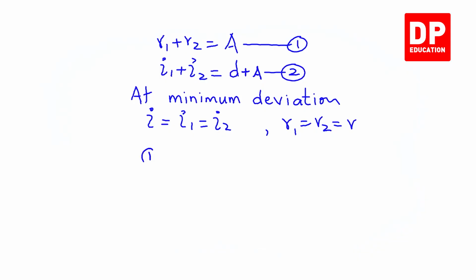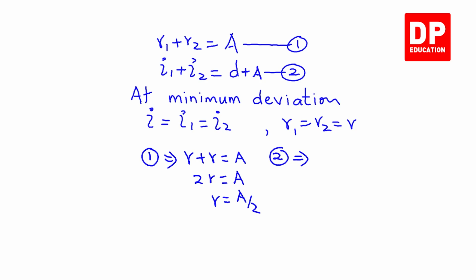Now in the first one, R1 plus R2 is A. For both you can say R. R plus R is A. 2R is A. R is A by 2. In the second one, I1 plus I2 means 2I, right? D can be replaced by capital D. Why? I said minimum. At minimum only you call it capital D. I is equal to D plus A by 2.